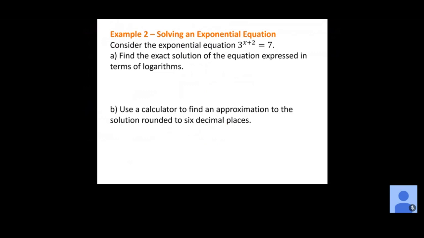So here we go. So we got 3 to the x plus 2 is 7. Right? We're asked to solve that equation, find an exact solution, and then we'll use our calculator to get a rounded answer for that one too.